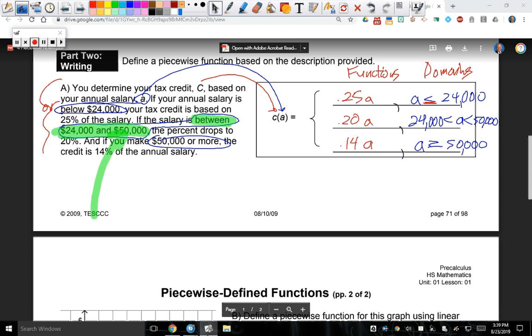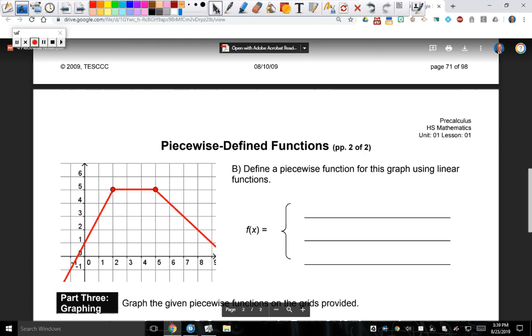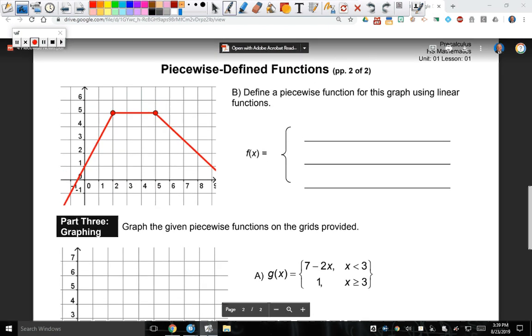But what I want to explain now is where the point systems come into play. Now listen carefully. Some of your answers may be different, but whatever you write, you must pass the vertical line test. I gave you a little bit of a hint. Whatever you choose to write, you must pass the vertical line test.